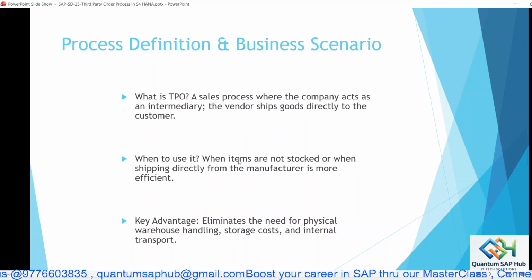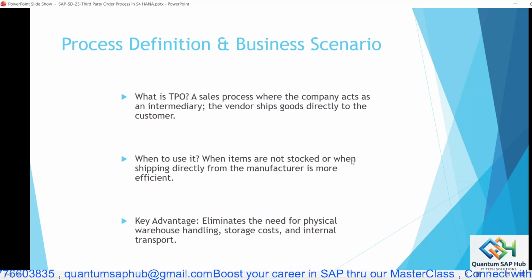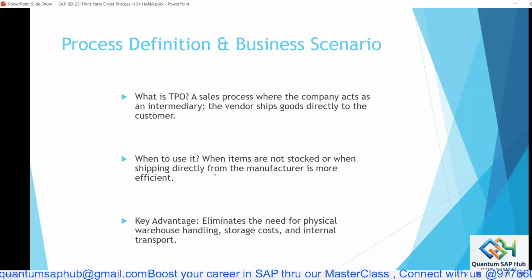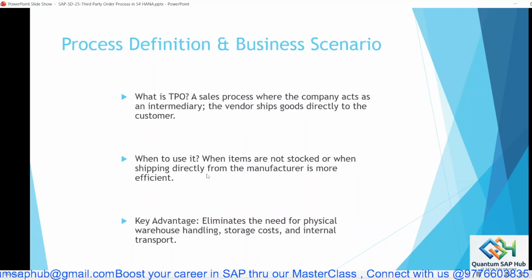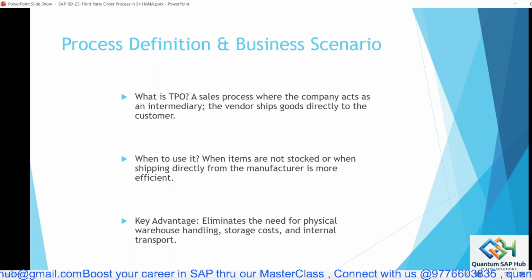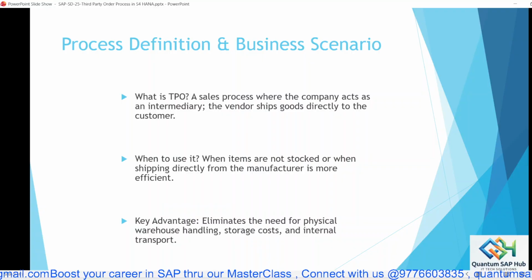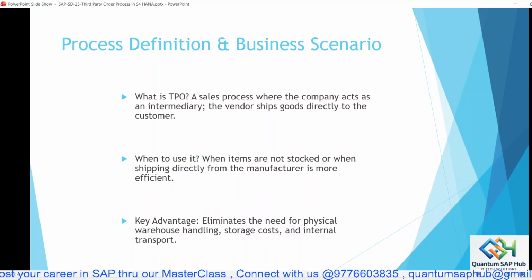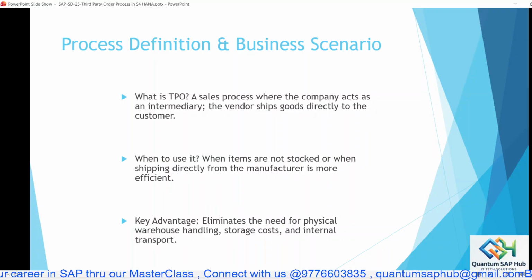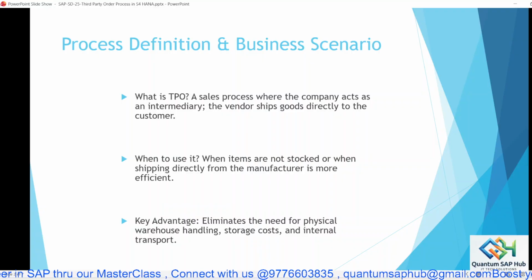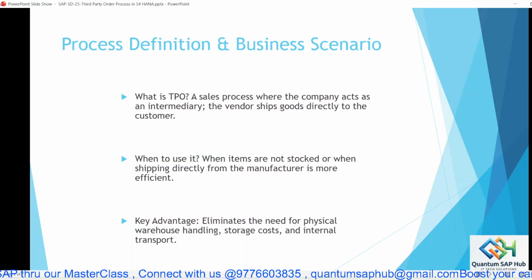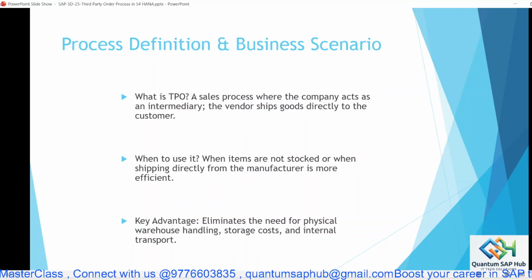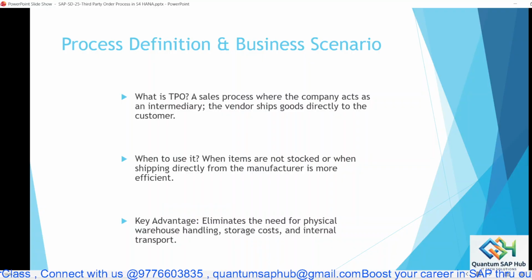When to use: when the items are not stocked or when shipping directly from the manufacturer is more efficient. So this process is mostly used where the company doesn't manufacture or the stock is not there. You have an alternative arrangement. For those customers whom you do not want to impact your relationship, you can directly deliver to the customer from other vendors.